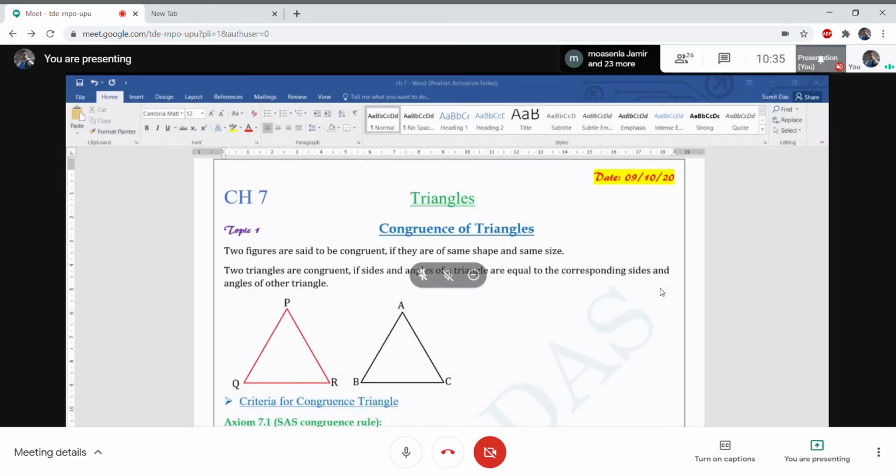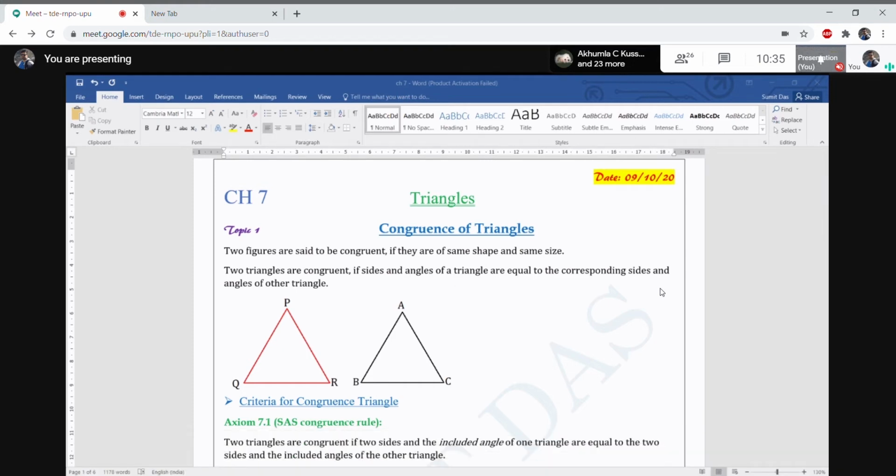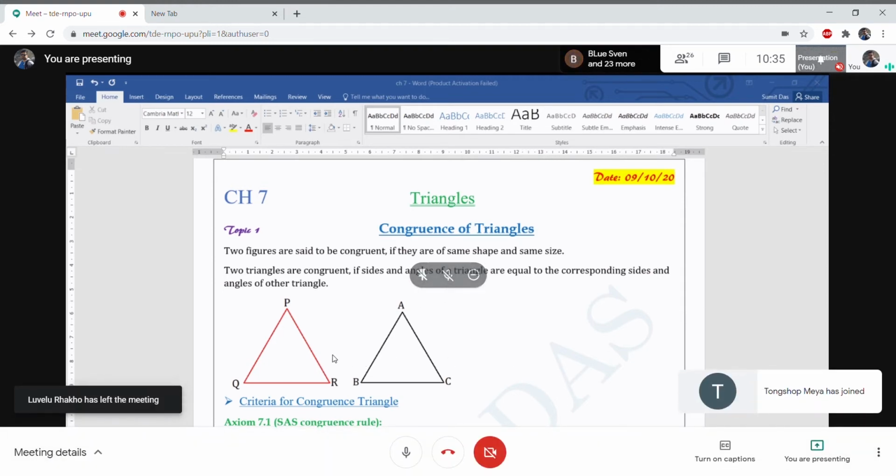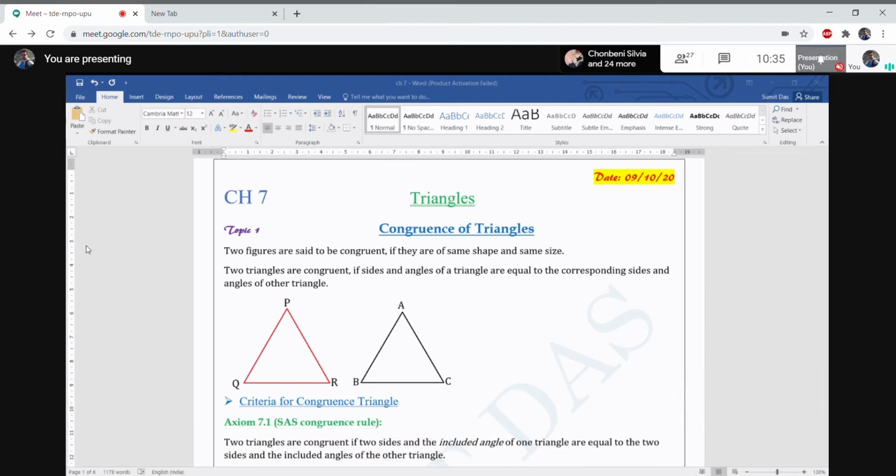Similarly, suppose there are two circles. They are called congruent when they have the same radius. So first, you can see these two triangles, PQR, the red one, and ABC, the black one. These two triangles are congruent when either all the sides are equal, or some sides or some angles are equal to exactly the corresponding sides or angles of ABC, the black one. Then we can say these two are congruent triangles.